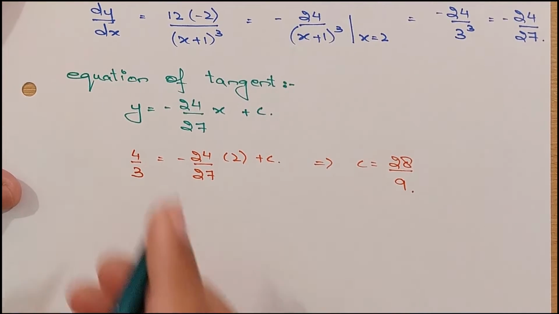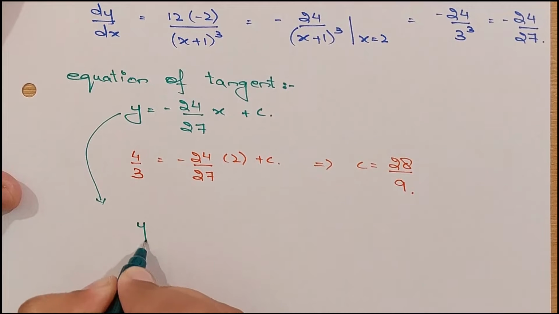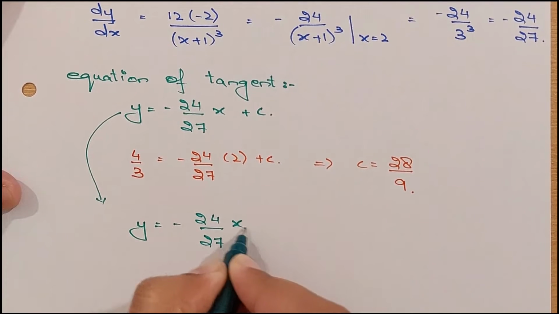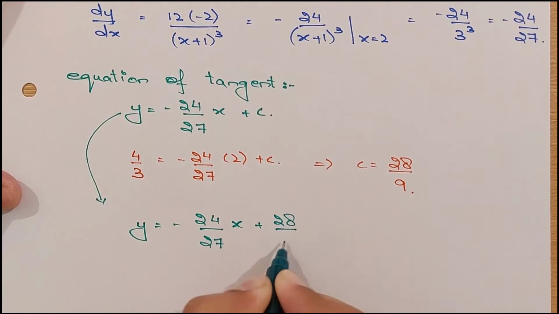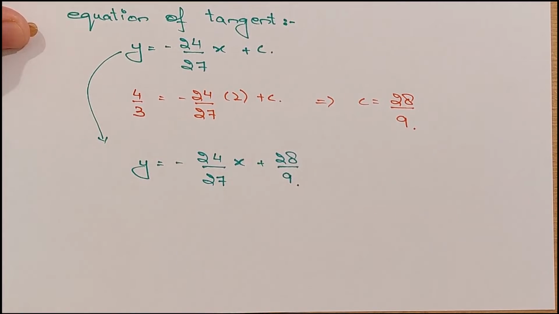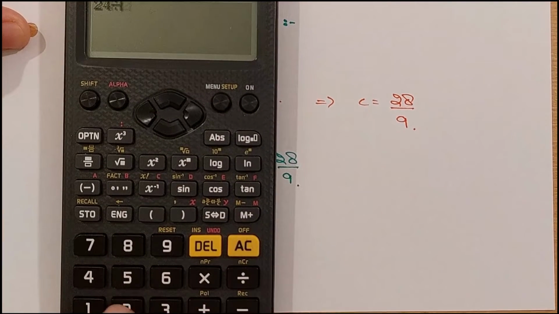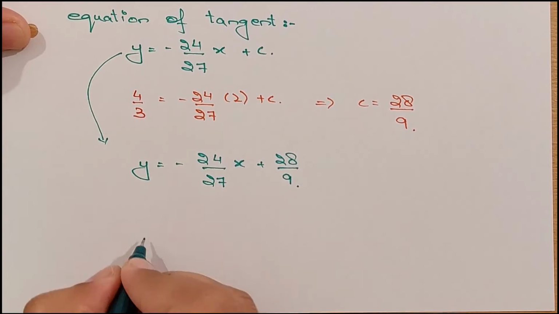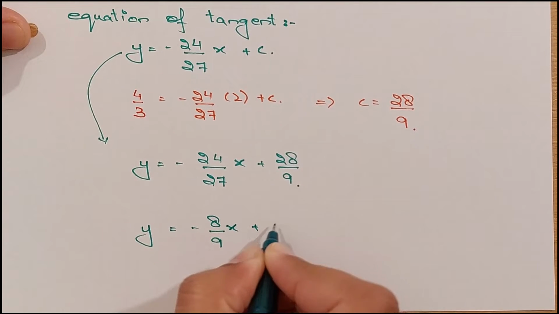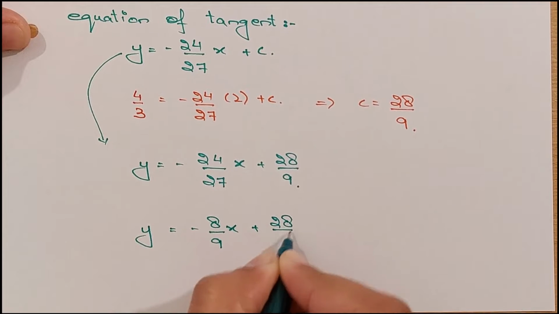So the equation of tangent is y equals minus 24 over 27 x plus 28 over 9. This is the equation of tangent. Or we can further simplify this. 24 over 27, 24 divided by 27 is 8 by 9. So y equals minus 8 by 9 x plus 28 by 9.